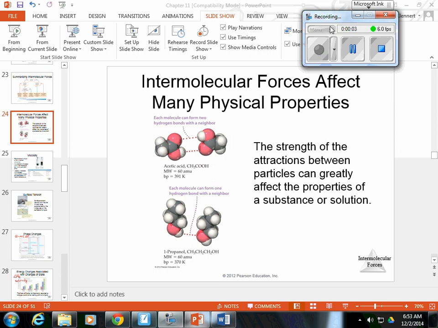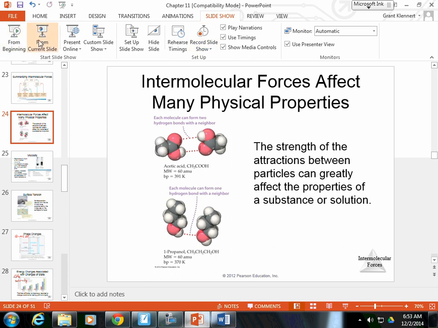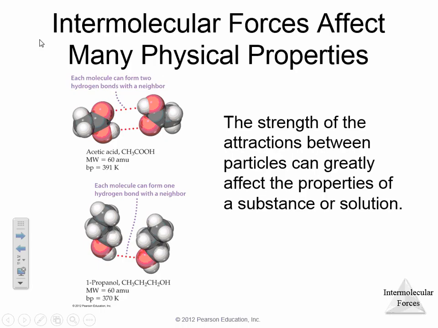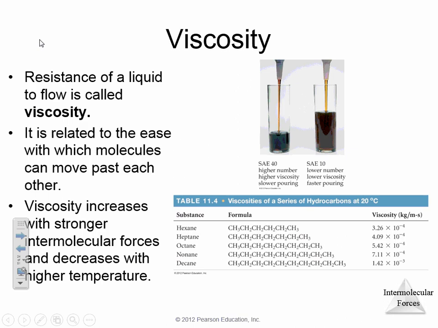All right, section 11.2. We just got done talking about intermolecular forces and the three types of intermolecular forces. In order of strength, the weakest is London dispersion, followed by dipole-dipole, followed by hydrogen bonding. Now, each one of these intermolecular forces affects physical properties, and we're going to talk about a couple of the physical properties that are affected by these intermolecular forces.